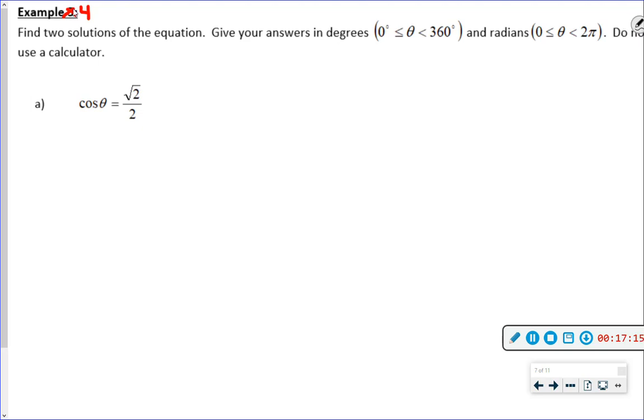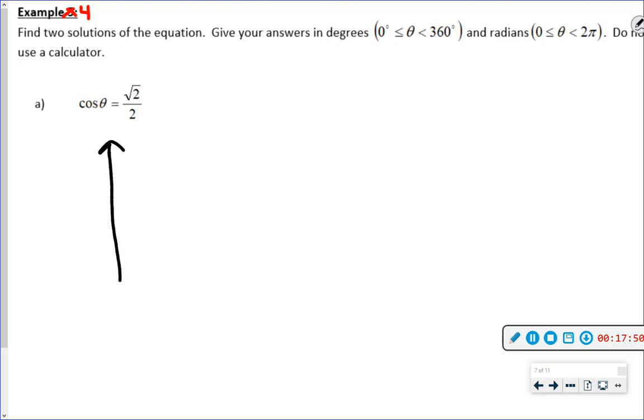So my first question to you is, what am I solving for? What's your variable? Theta. Solving for theta. Theta represents an angle. So now I am asking you, what are the angles, plural, that have a cos of square root of 2 over 2. Now, I see that square root of 2, and I'm instantly thinking, which special triangle? 45. And we have to figure out which two solutions, 2 answers, which 2 quadrants we're going to draw in.